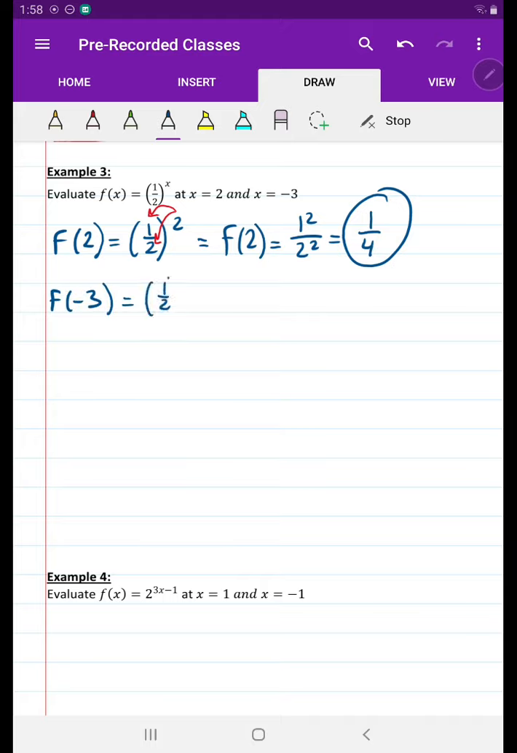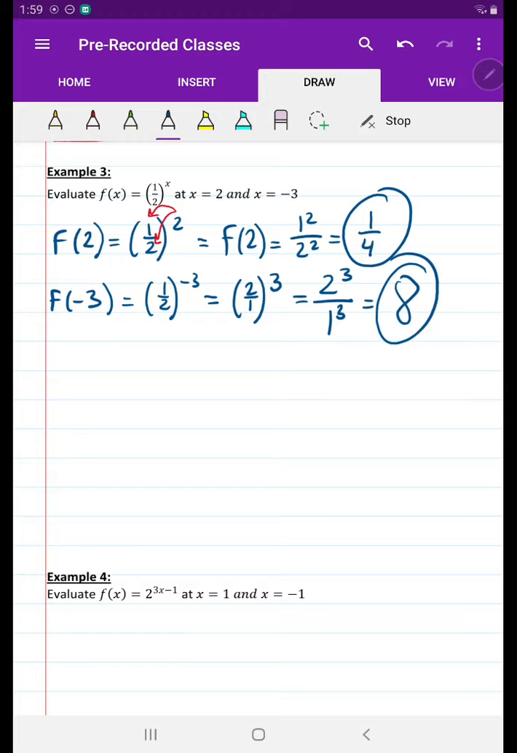And so then we can do something similar with f of -3. We have 1/2 raised to the -3, right? Now, a really easy way to deal with any fraction that is being raised to a negative exponent is to flip the fraction first. And if you flip the fraction first, then that allows you to make your exponent positive, right? So you can see I flipped my fraction, I made my exponent positive, and then this turns into 2 cubed over 1 cubed, which is just 8. Okay, so your answer there is just 8.